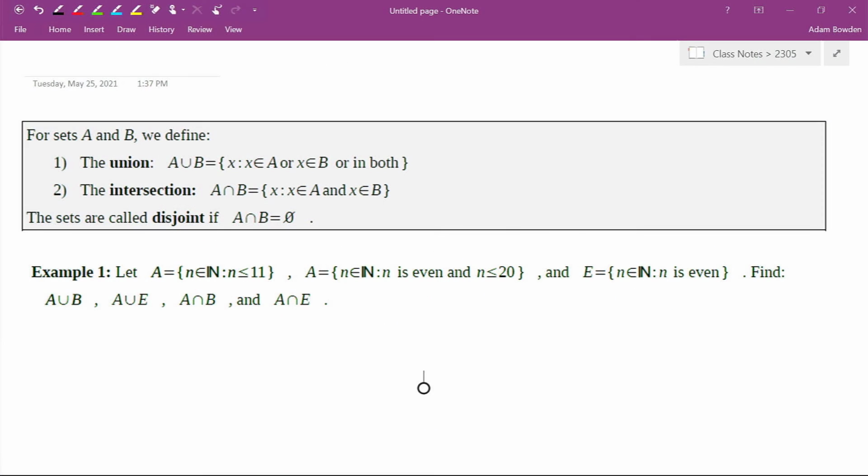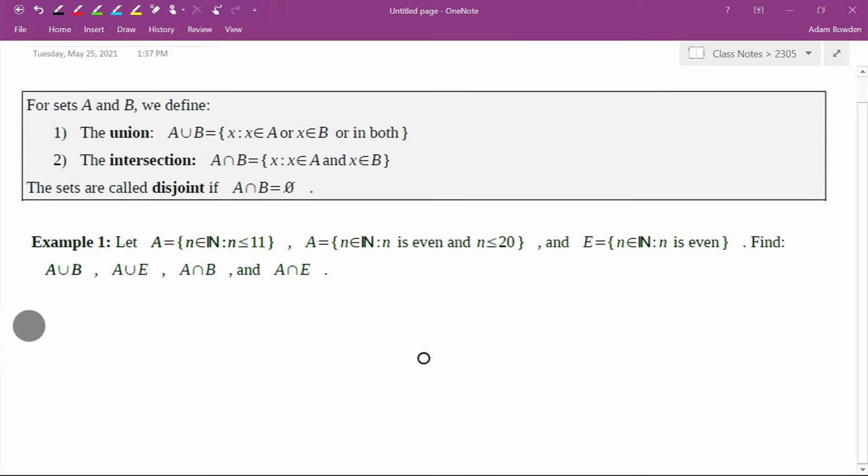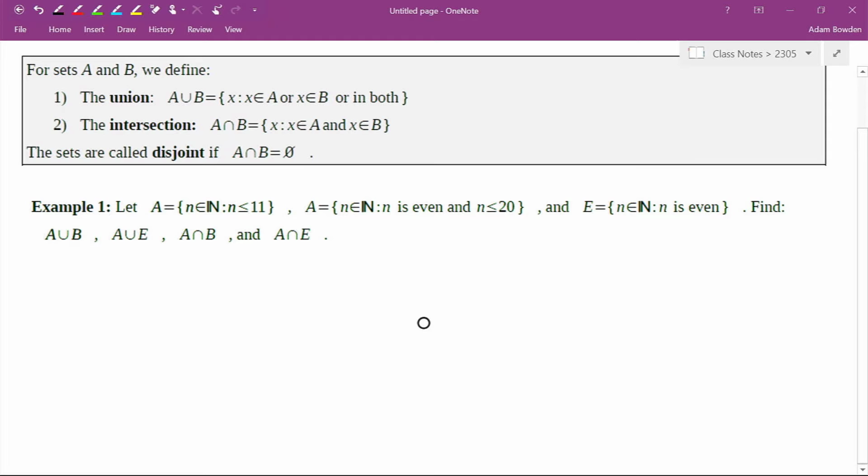Now what we're going to do is look at some examples with sets and talk about the intersection and union and other set operations based off of these sets. So for instance, we have A defined. So here we have a definition for A, for set B, for set E, and we're going to do some work with those. So let's start out by listing out a few elements, or every element depending on how many there are, from each of these sets.